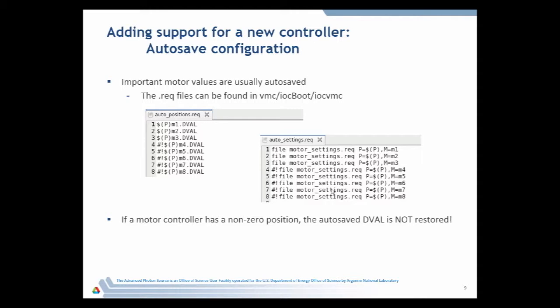One important thing to note is that if your controller has a non-zero position when IOC init happens, the autosave value will not be restored. The assumption is that if your controller has a non-zero value, it must know where it is, and so the autosave value is discarded, and your controller is just trusted to be the authority on what the position should be. This is actually an issue because when you soft reboot a VME, your positions in your OMS controllers don't get reset. So you can sometimes find yourself in a situation where you thought something was being restored and it was not.